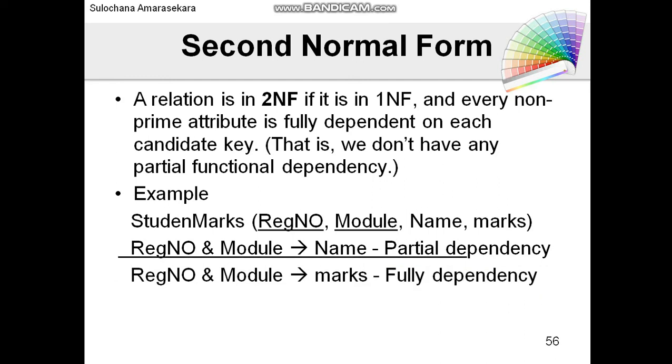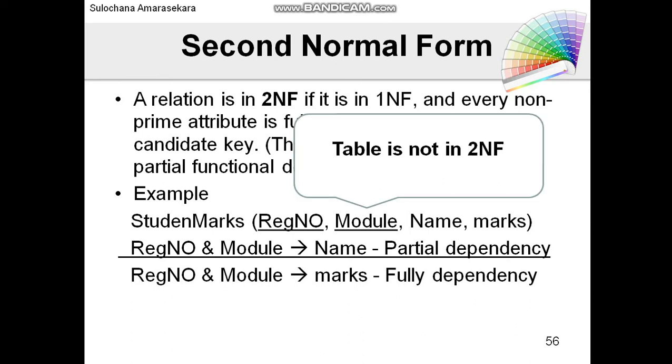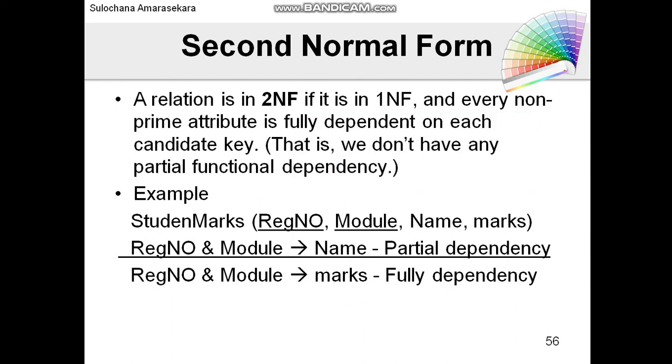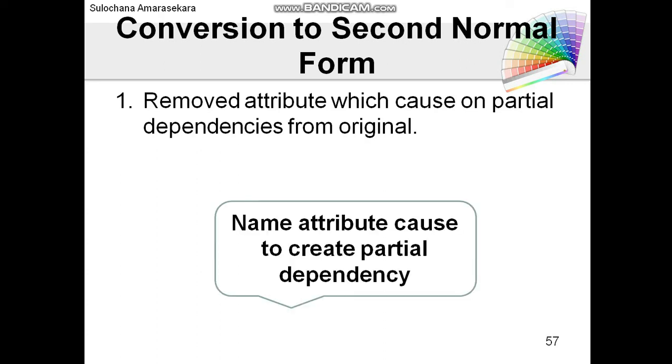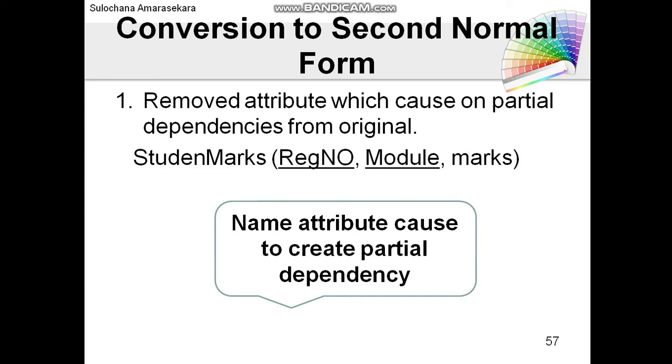You can see here the table contains a partial dependency. Because of that, the table is not in second normal form. If so, we need to convert the table into second normal form. Conversion is done by removing the partially dependent attribute from the original table. According to our example, name is the partially dependent attribute. Then I remove the name attribute from my original table and it looks like this.